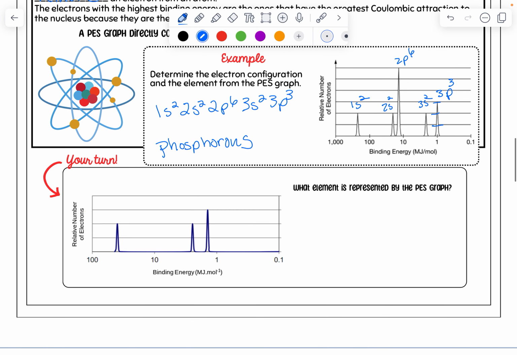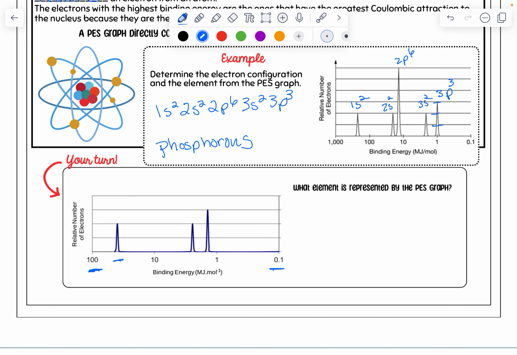So can you determine the element by the graph below? Pause the video and see if you can. Okay, so here again, the binding energy is highest over on the left and lowest on the right. Again, please be careful because sometimes they flip this. If the binding energy said 100 on this side, you would write the electron configuration going towards your left. You might have examples of that in your practice problems, but just be careful that you understand which side of the y-axis is the higher binding energy.